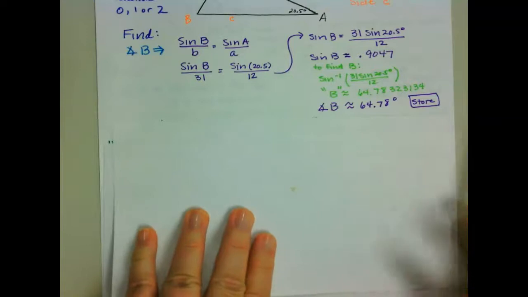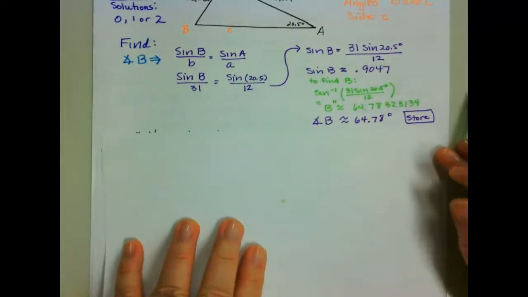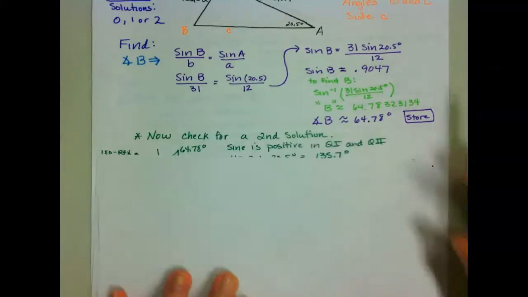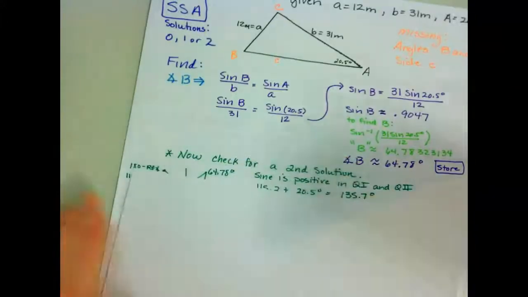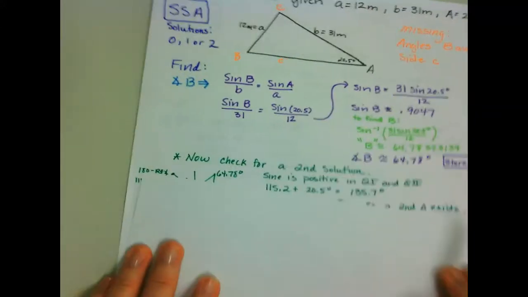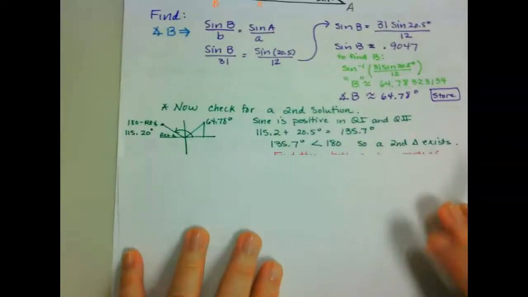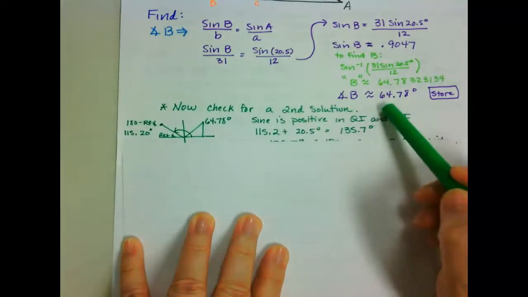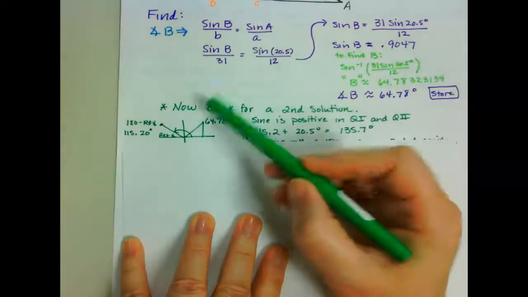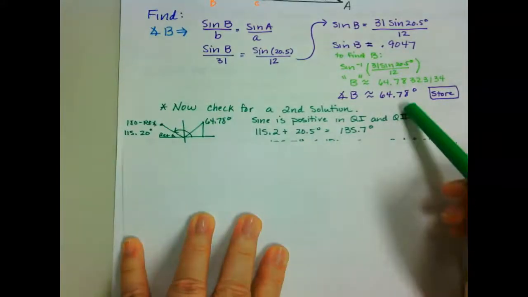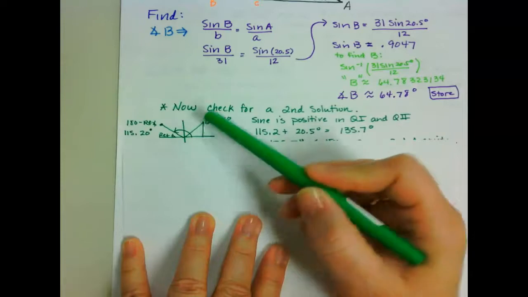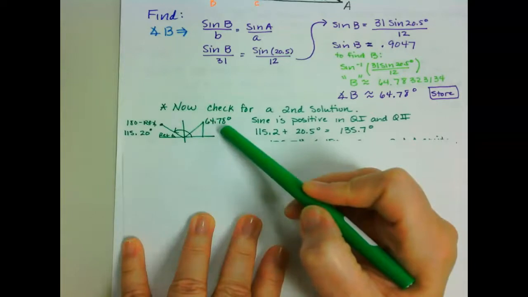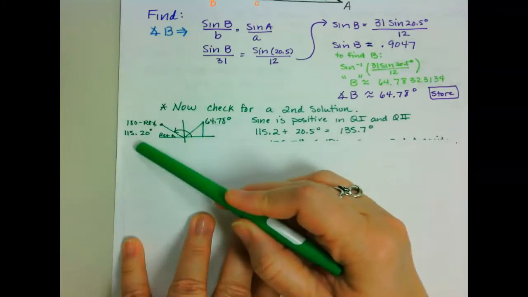All right, so now that we have a B, we need to check to see if that angle could be obtuse or if that angle could be acute. And so I do that, just like we did on previous problems. I know that this is a positive ratio, so sine can be positive here and here. I just calculated what it was in the first quadrant, so remember in the second quadrant it would be from here to here. So I do 180 minus the reference angle that's in the first quadrant, and that gives me an angle of 115.20 degrees.